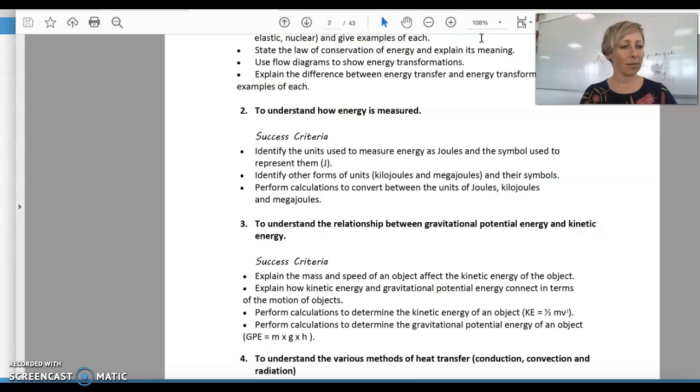Have a look and refresh your memory by looking at page 4, and that's probably the simplest maths that you'll do in this topic.